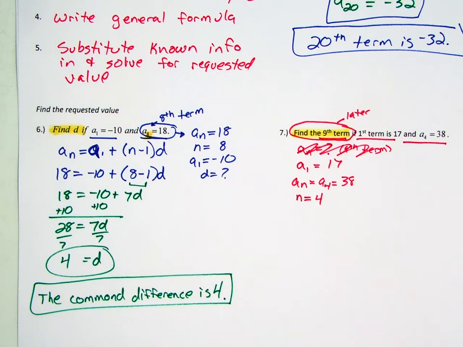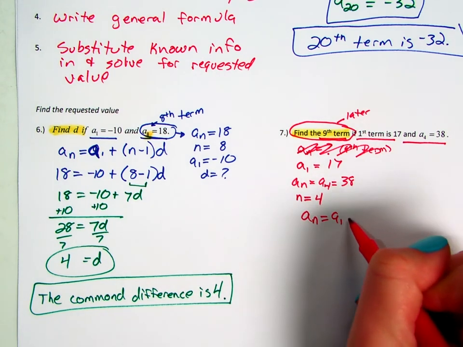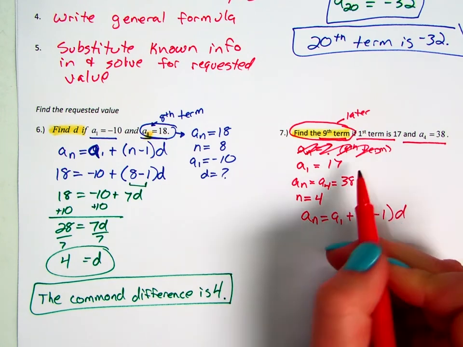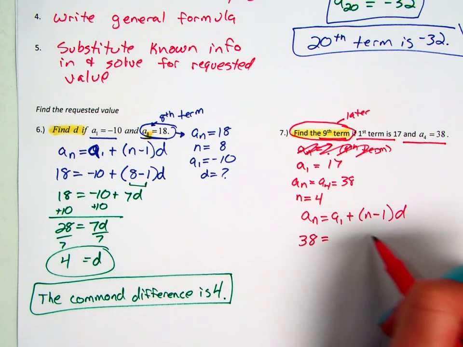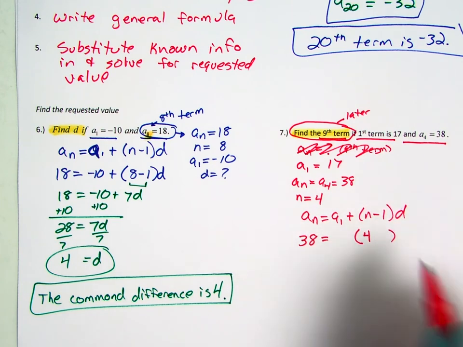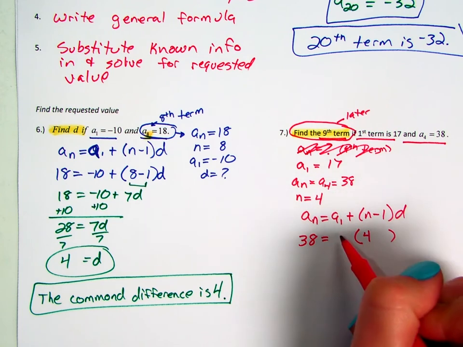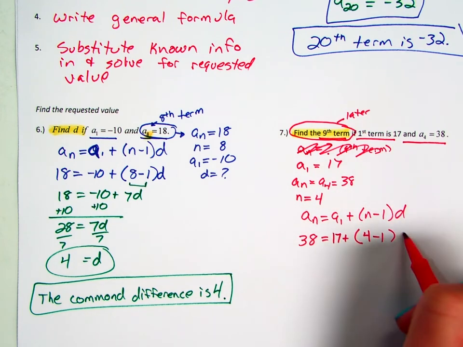All right, so let's look at our formula. So a sub n equals a sub 1 plus n minus 1 times d. So in place of a sub n, we know that the value of the 4th term is 38, so we're going to put 38 in here. And right away, I'd put a 4 in place of the n because we're saying the 4th term is 38. The first term is 17, so this will be 17 plus 4 minus 1 times d.